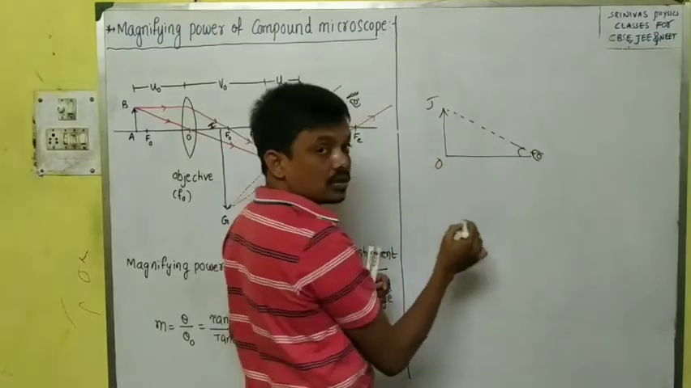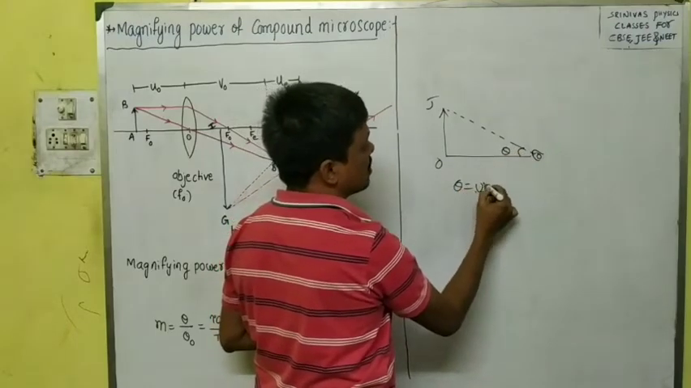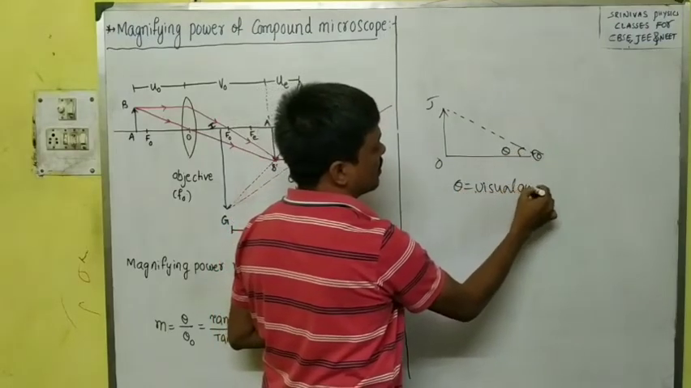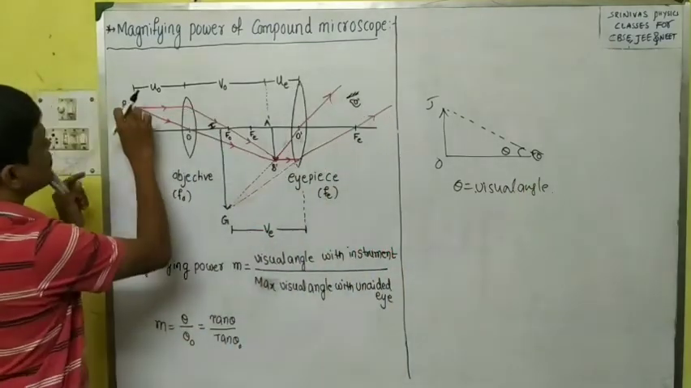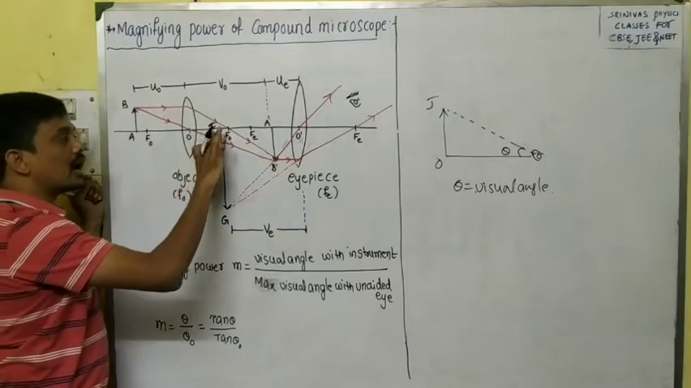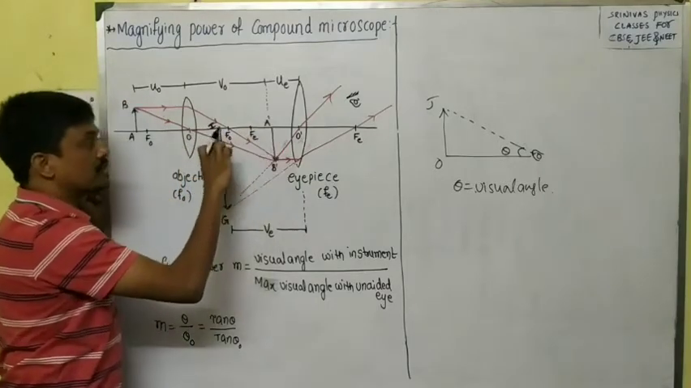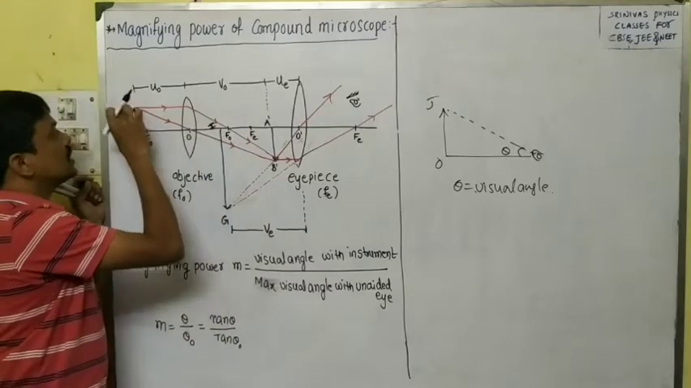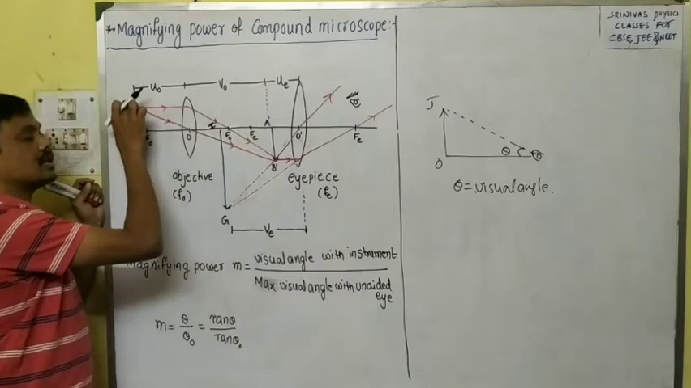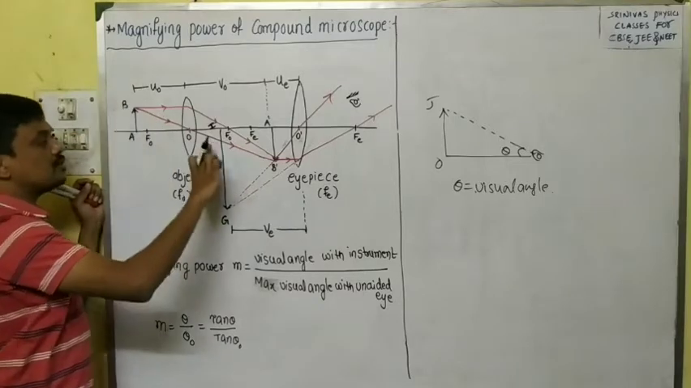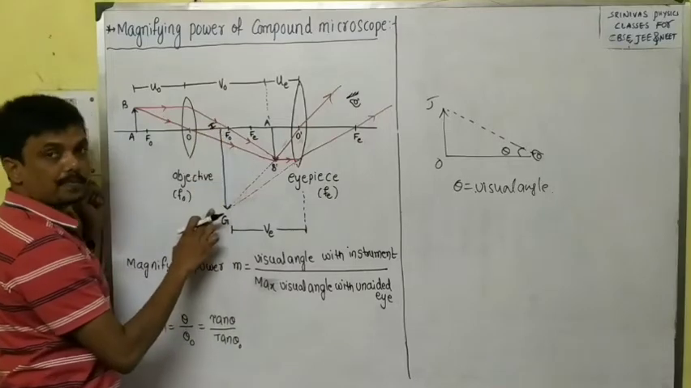This is an object AB. It makes some angle at the eye, that is called the visible angle. Visible angle with instrument: when we see this object AB, for you A'B' will appear, AB will not appear, the final image will appear. The initial object is AB. If you do not use this instrument, AB will appear. And the final image, if you use this instrument, then the final inverted image A'B' you will see, right?